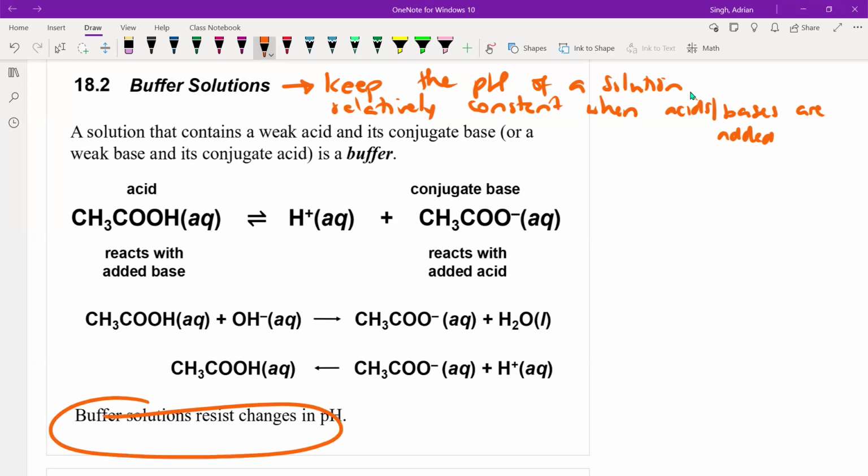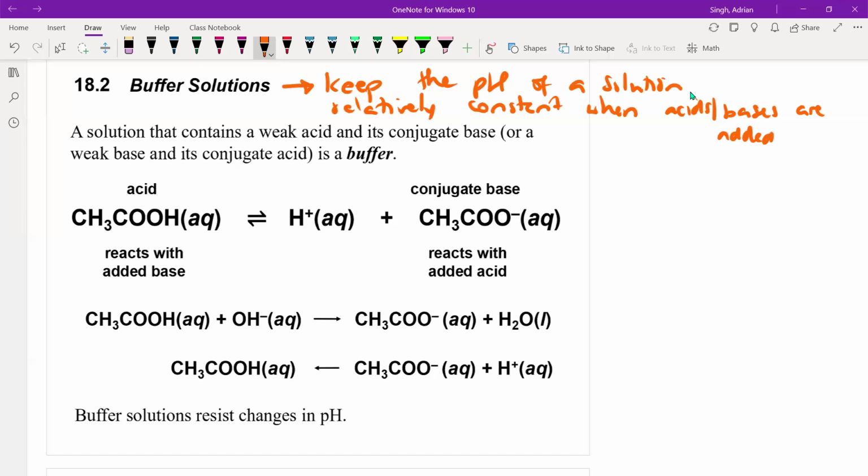Now, buffers are important because you can imagine there are several situations where keeping the pH of a solution constant is critical. So for example, blood, the pH of blood needs to be kept at a relatively constant level. The pH of your stomach needs to be stabilized as well. And there are different buffers that work in each of these examples.